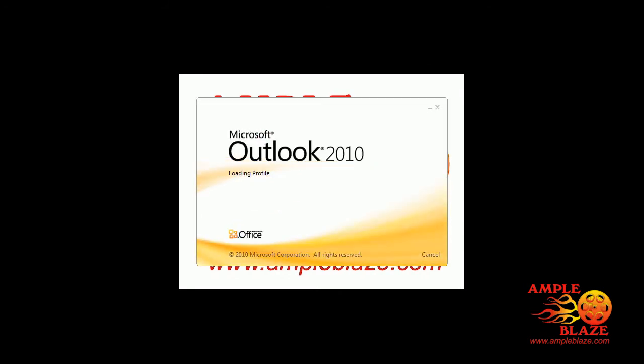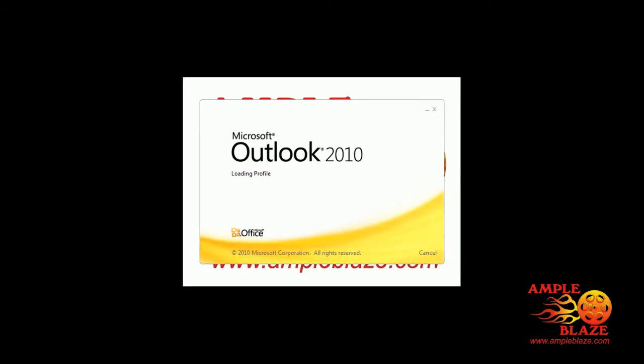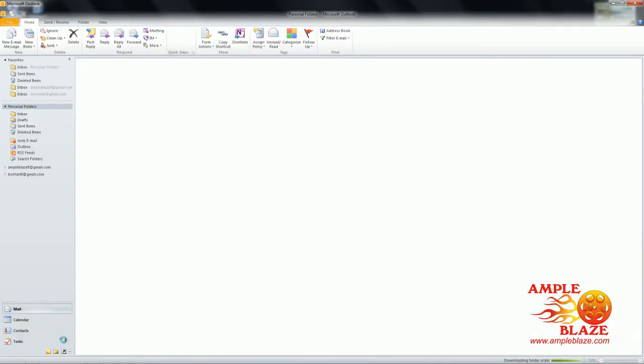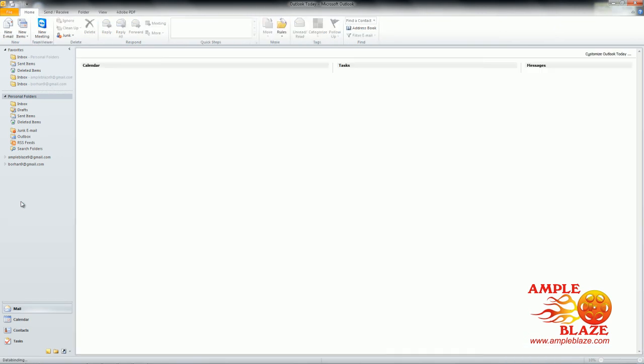This will reset and relaunch Outlook 2010. And it may take a little bit of time, but it should reset your nav pane. As you can see, my inbox is there, including my favorites, and it's all listed. This is how you reset your nav pane in Outlook 2010.